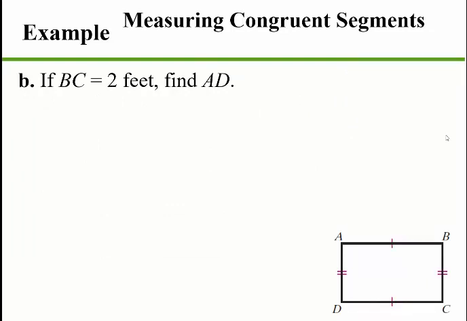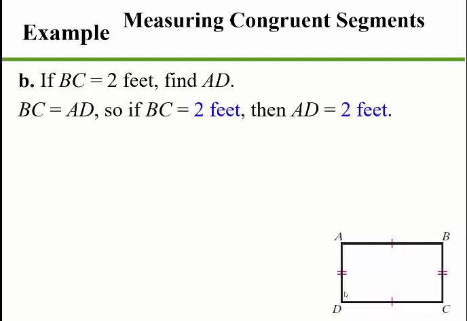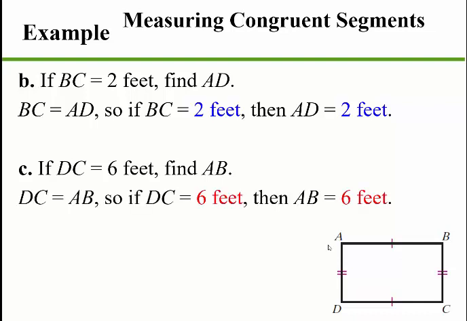All right, if BC is equal to 2 feet, then find AD. Well, they have the same distance, so that means AD is equal to 2 feet. Similarly, if DC is equal to 6 feet, then find AB. Well, they have the same tick mark through it. That means they're congruent, so that means they have equal distances. So if DC is equal to 6 feet, then AB is also equal to 6 feet.